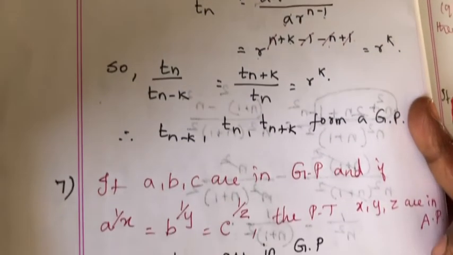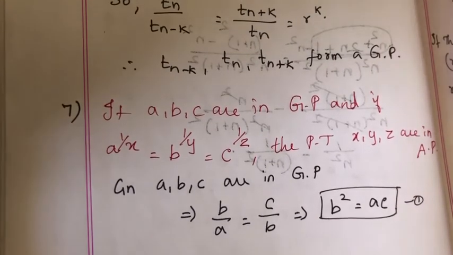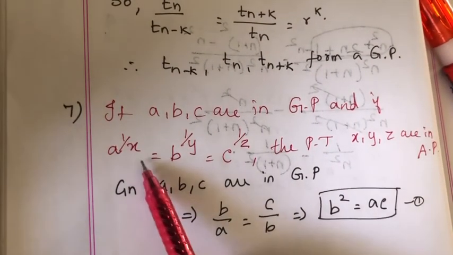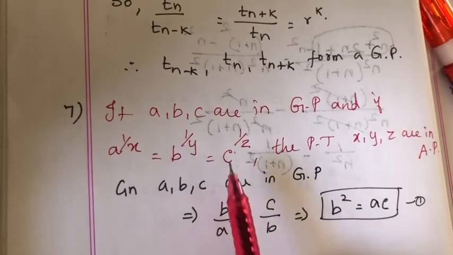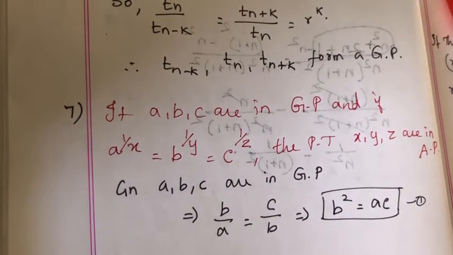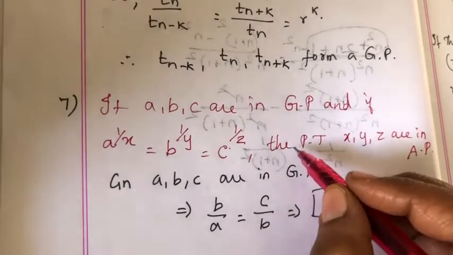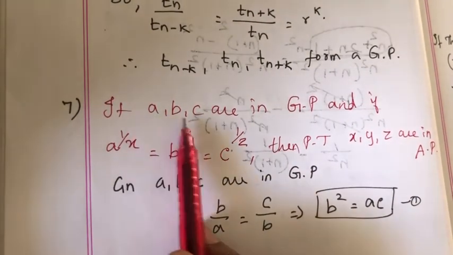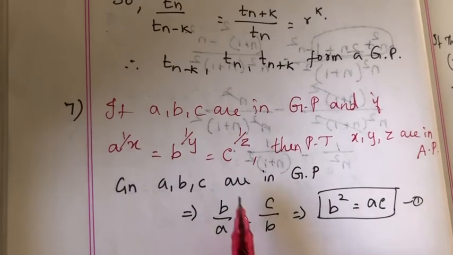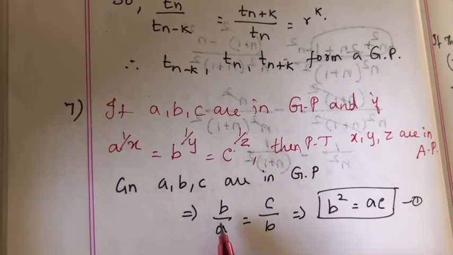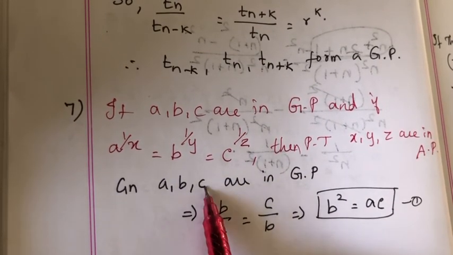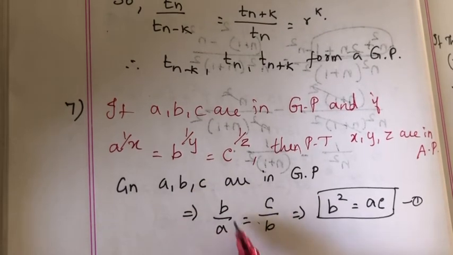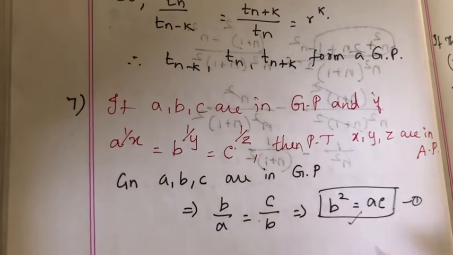Next problem, the 7th one. If a, b, c are in GP and if a power 1 by x equal to b power 1 by y equal to c power 1 by z, then prove that x, y, z are in GP. First, it is given that a, b, c are in GP. So, the common ratio is equal. B by a is always equal to c by b. So, while cross multiplying, it is b square is equal to ac. That is what we have.